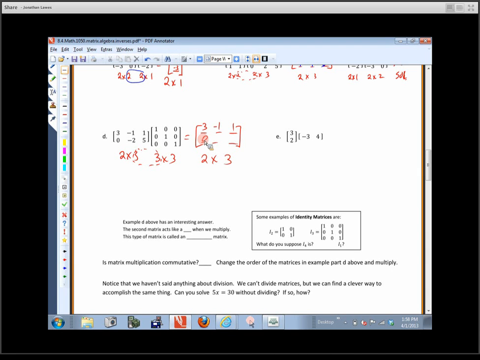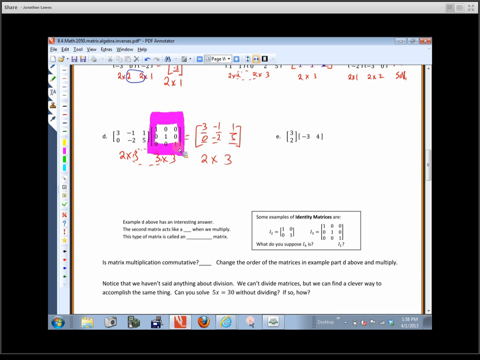Yeah, it's just going to be negative 2, 5. This one's going to be negative 2, and this one's going to be 5. You with me? Okay. What do you notice? It's like multiplying by 1. This thing right here is like multiplying by a 1. It didn't change it at all. Okay, that's called a multiplicative identity, and it's called an identity matrix. We'll talk about that again in just a second.